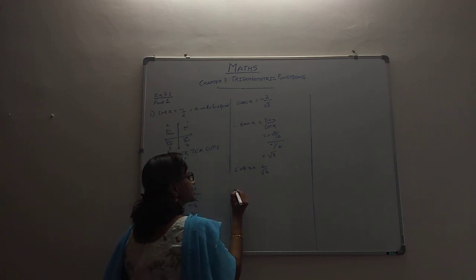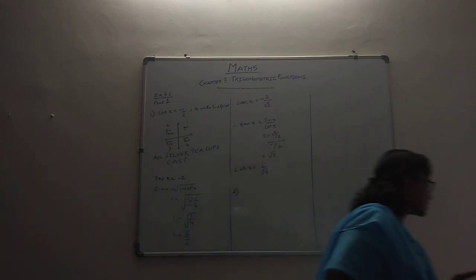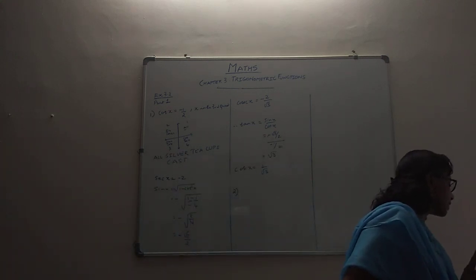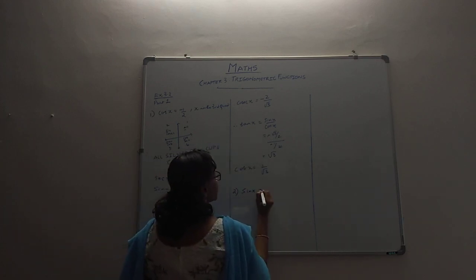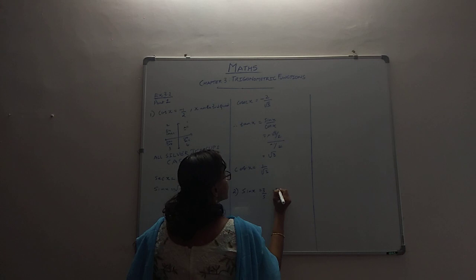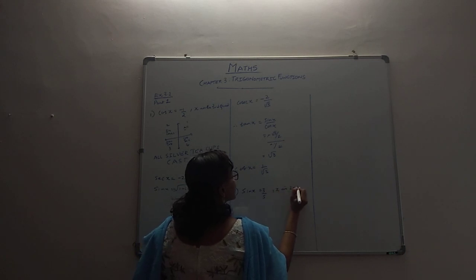Now we are taking the second question. In the second question, they give us sin x is 3 by 5, and x is in the second quadrant.